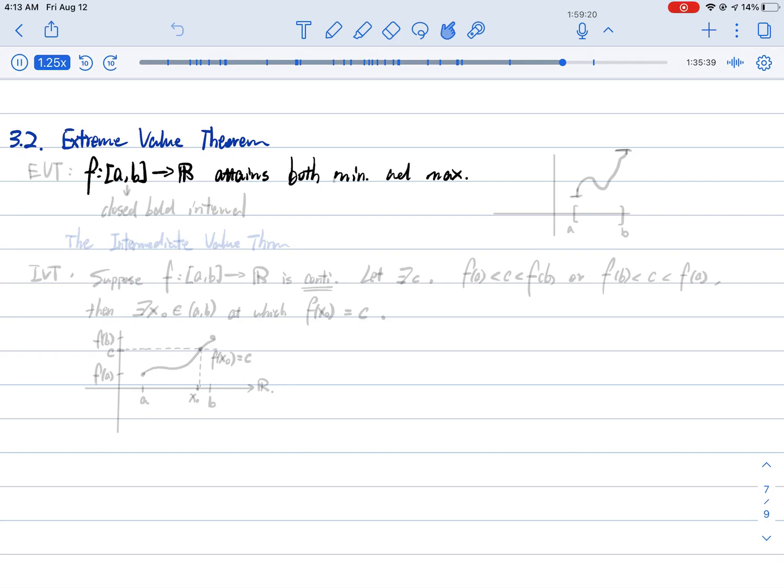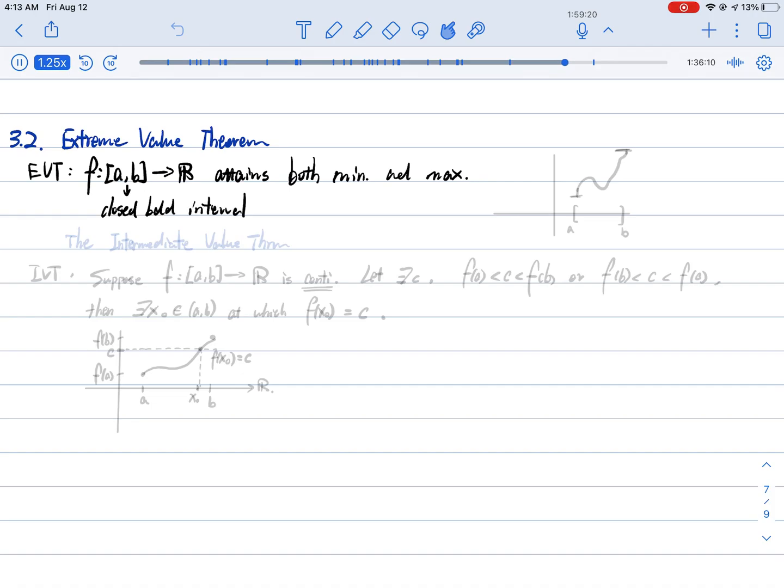Alright, this is what we call the extreme value theorem. There are extreme values attained by certain functions. The function has to satisfy a certain type of domain, which is the closed bounded interval. I'm gonna just mark it right here so you'll remember. It has to be a closed bounded interval.